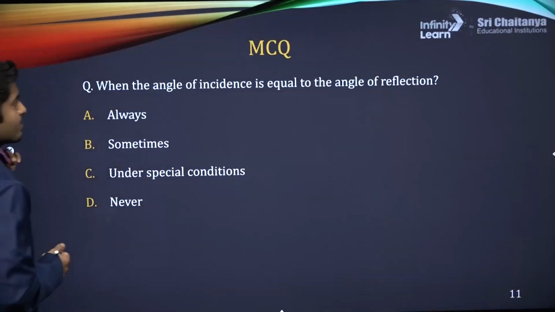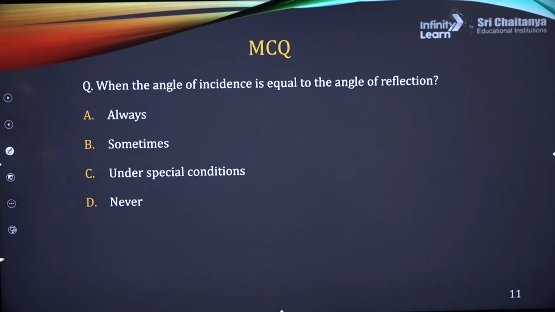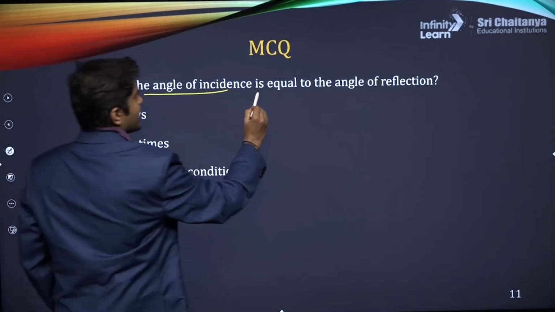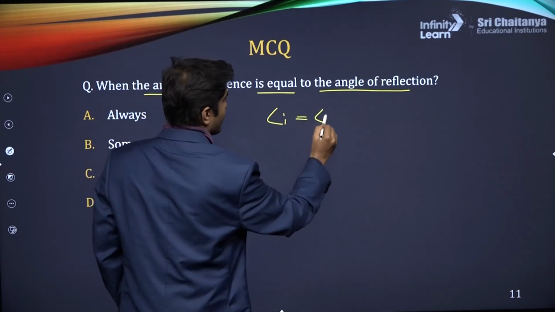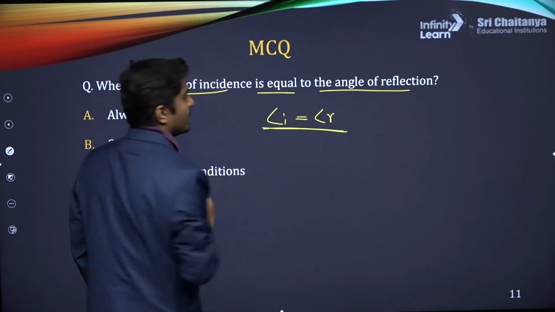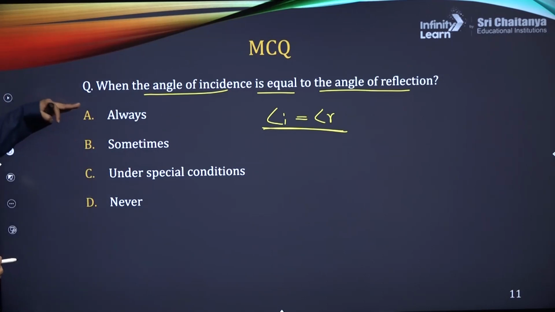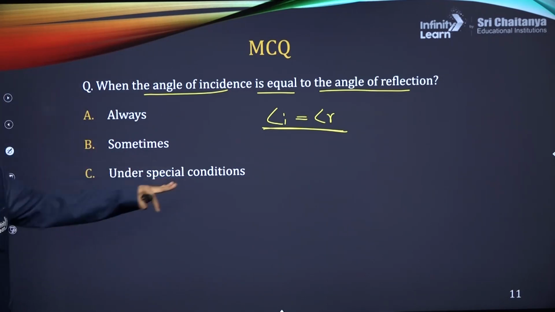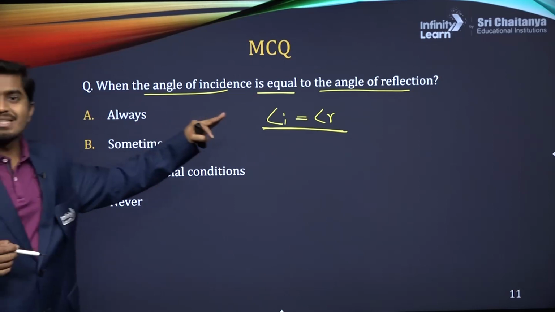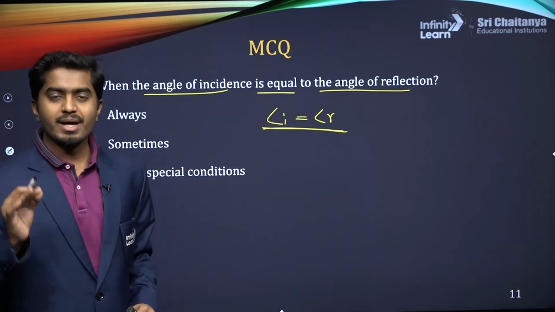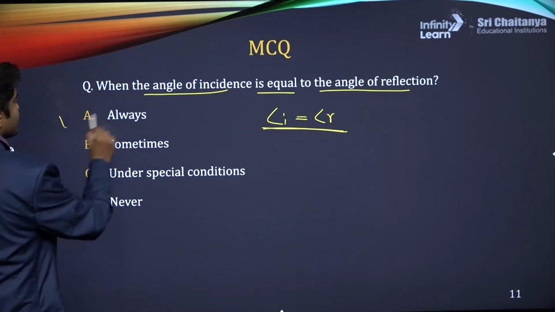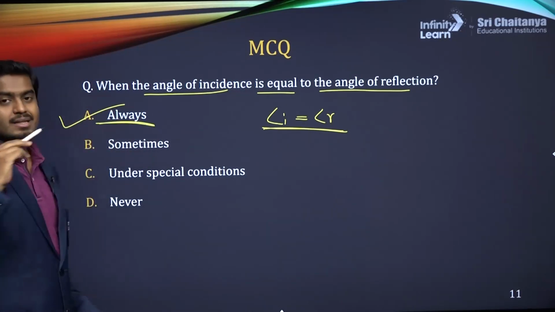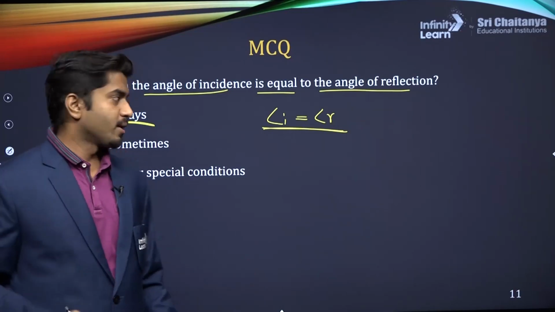Now let's solve some questions based on this. When is the angle of incidence equal to the angle of reflection? The options are always, sometimes, under special conditions, never. And the answer for that is, you should always remember, they are always equal. So this one is the correct option. They are always going to be equal to each other.